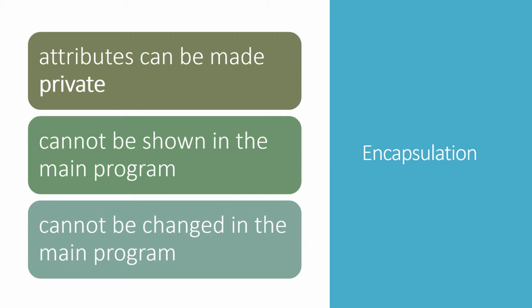So what does encapsulation mean? Encapsulation means that the attributes of an object can be made private. So encapsulation means that the attributes are encapsulated, they can't be altered, they can't be looked at in the main program, they're set as private.